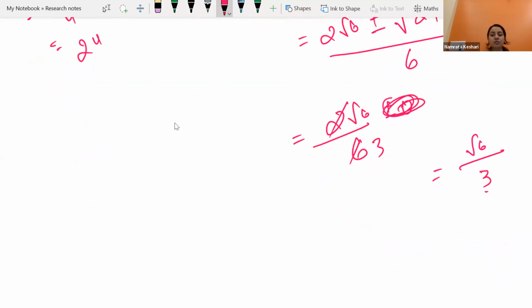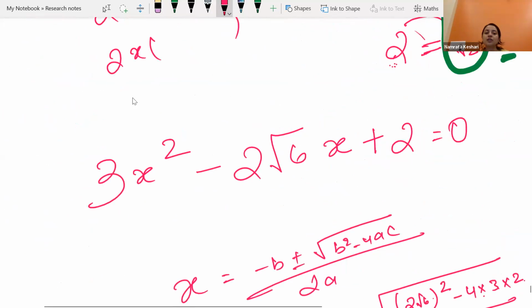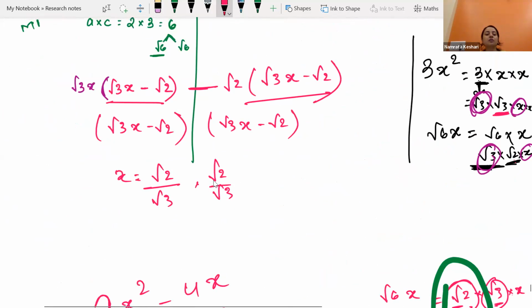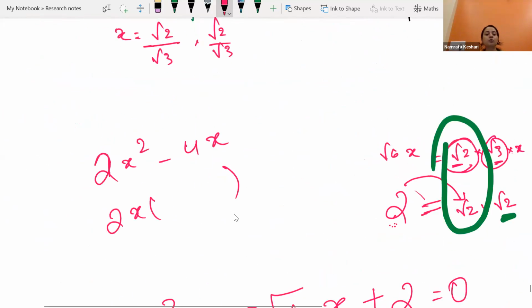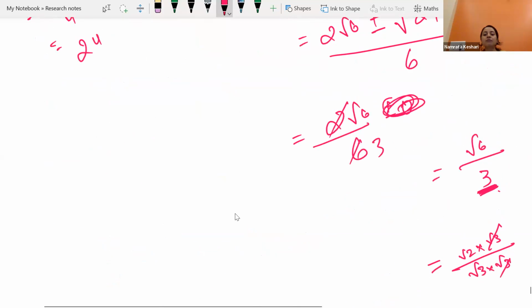Or if you just do the factorization of 3, 3 means root 3 into root 3, and root 6 means root 2 into root 3. Check it, we are getting exactly the same. Since both the roots were exactly the same, root 2 by root 3, that's why here we are getting one x value. That means both are the same. Getting it?